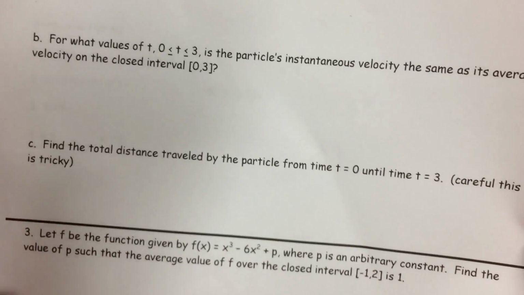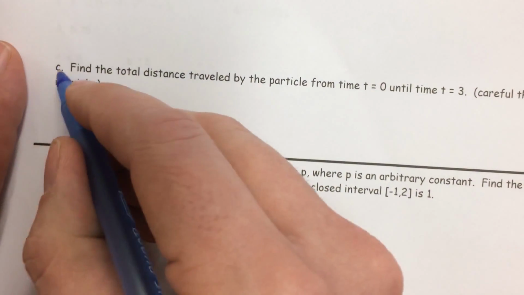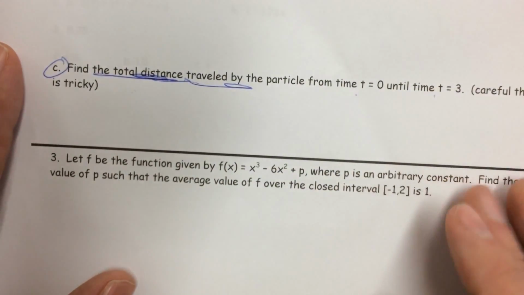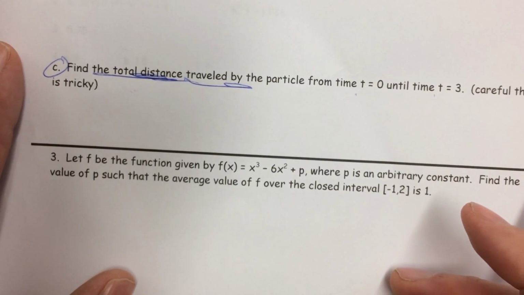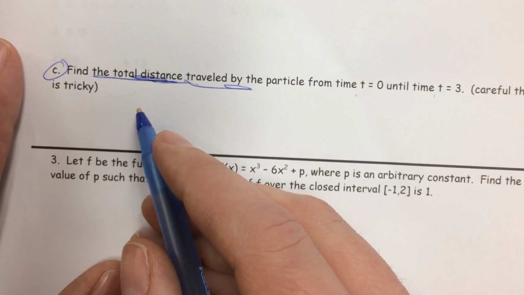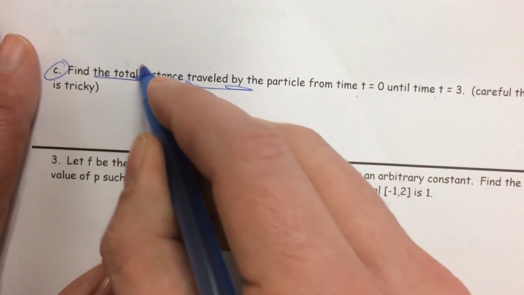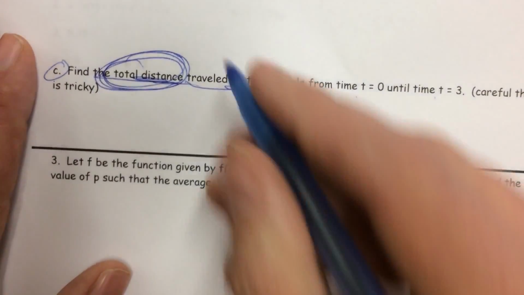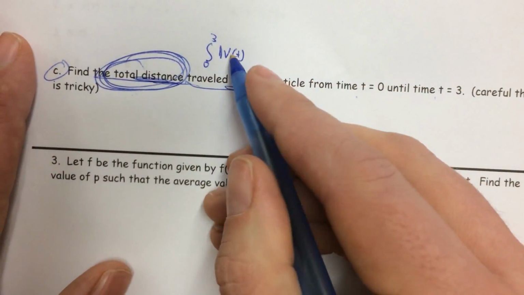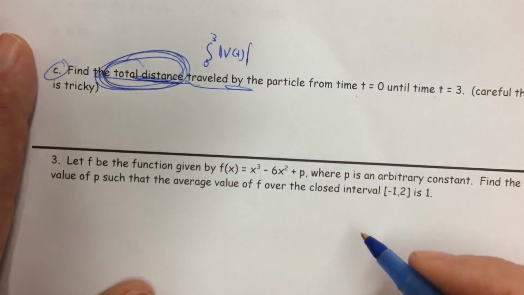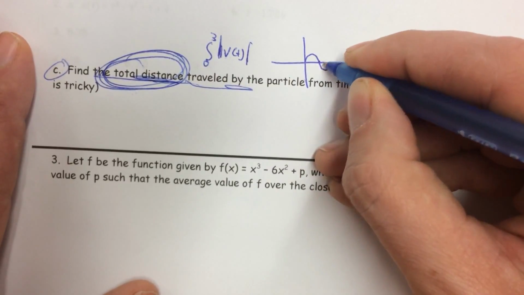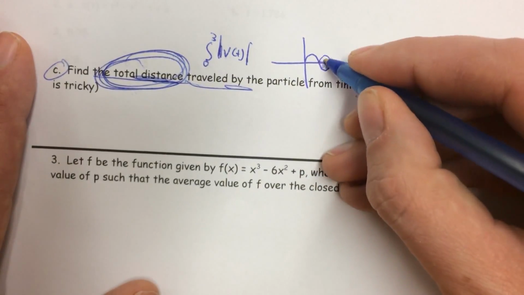Okay. Let's see. I'm going to do C here. It says find the total distance traveled by the particle from time equals 0 to time equals 3. To find the total distance, we needed to do the integral of velocity from 0 to 3, but this total distance part is a key word. We're actually doing the integral of the absolute value of velocity from 0 to 3, because we don't actually care whether the velocity was positive or negative. We're going to add it all up. And so what we have to be careful of here is, what if the velocity is negative at some point, right? What we need to do is we need to count that as positive velocity.